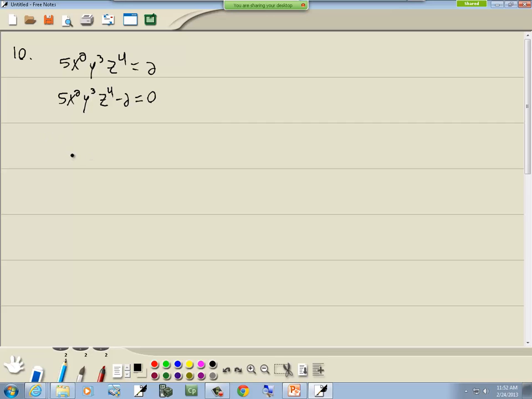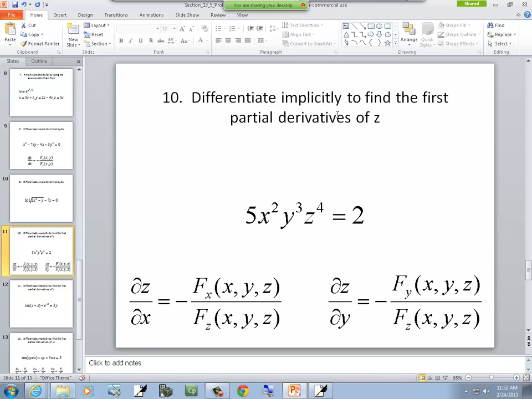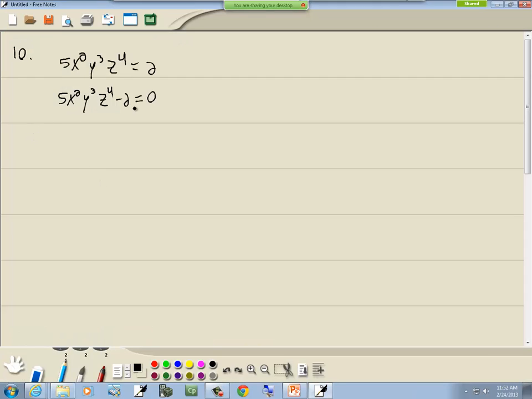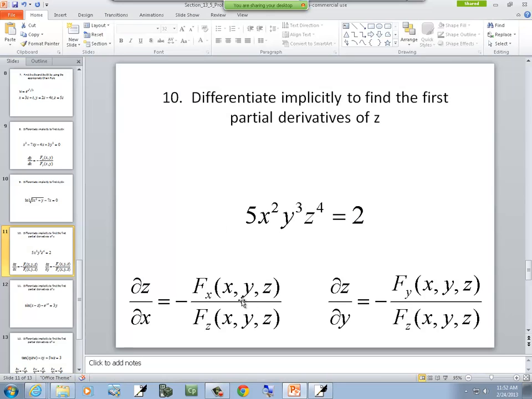Okay. Now we want to differentiate implicitly to find the first partial derivatives of z. And the formula is like you might expect. Take the partial with respect to x over the partial with respect to z, and the partial with respect to y over the partial with respect to z, with negatives out in front. And again, we have to have a 0 on this side, and over here is going to be our f. So the partial of z with respect to x is going to equal negative the partial with respect to x over the partial with respect to z. That's just our first formula here.